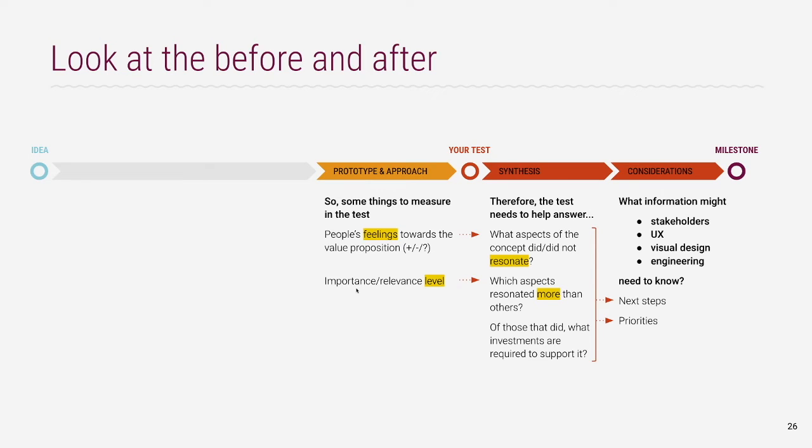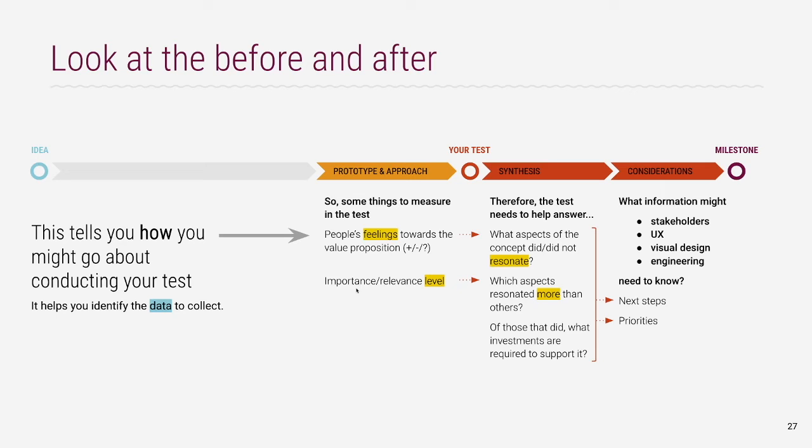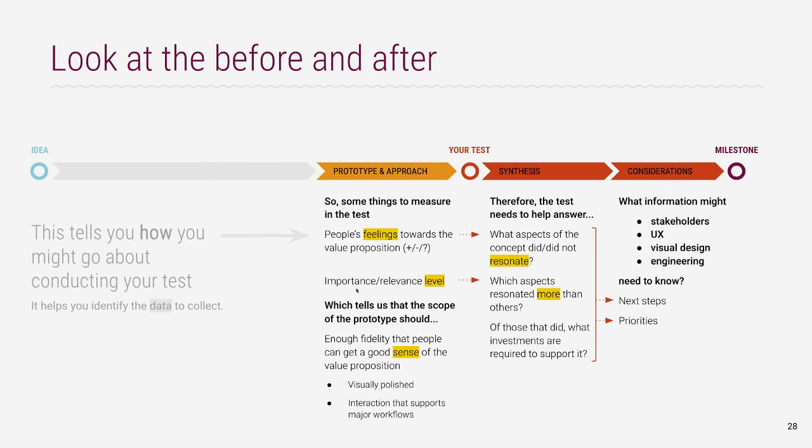So now we know what we need to measure. We know how we're going to conduct a test. We know the data we're going to collect. We know the question we're going to answer one way or another. Now we know what we're going to prototype. Now we have all of the ingredients for what we should build.